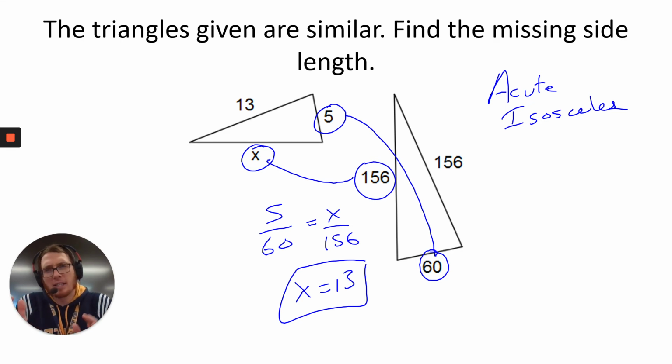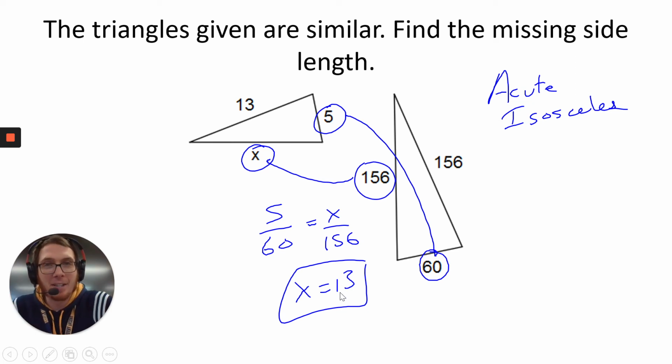Okay, this is where things get a little weird because the triangle's tilted and moved, or in a different spot. Look small side to large side. So small side here is 5, large side here is 60. So that means x goes with 156. If I cross multiply and solve, 5 times 156 equals 60 times x. I'm going to divide by 60 on both sides, and I will get x equals 13.